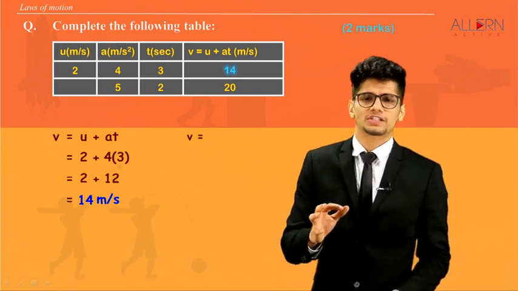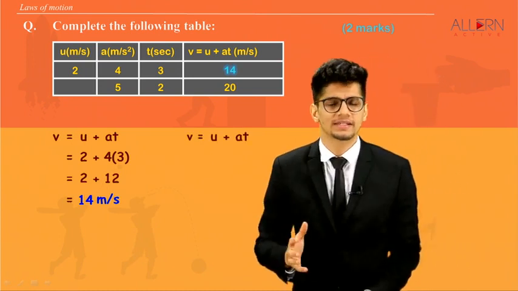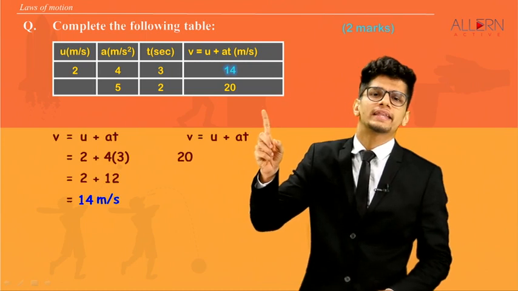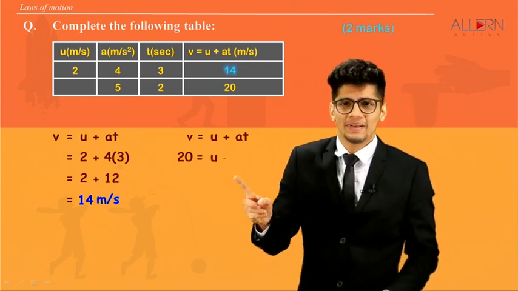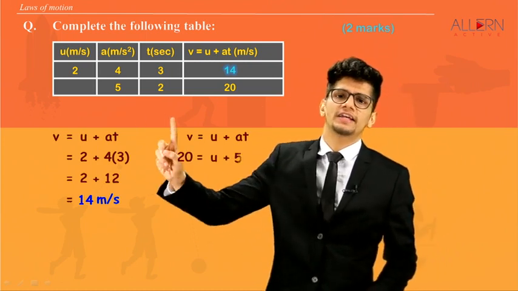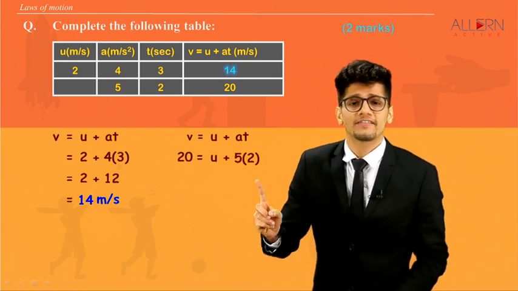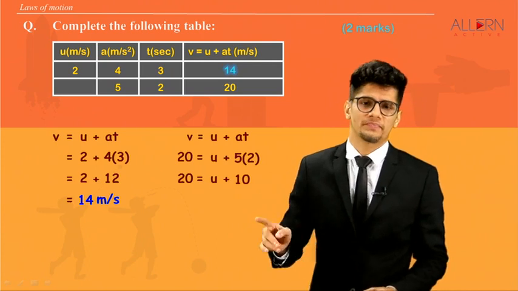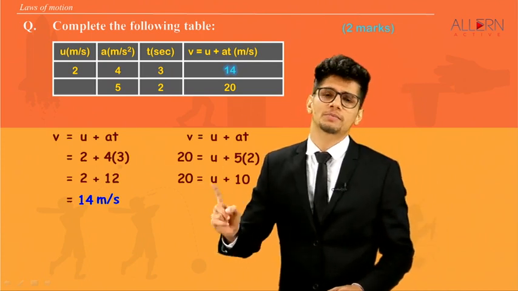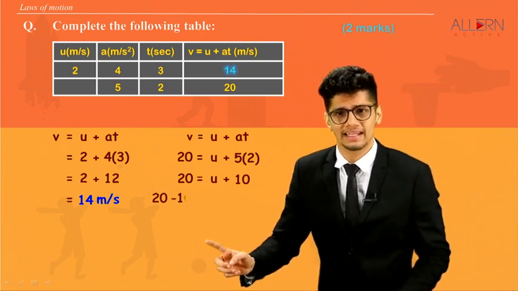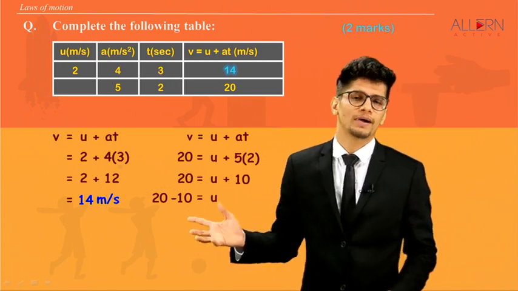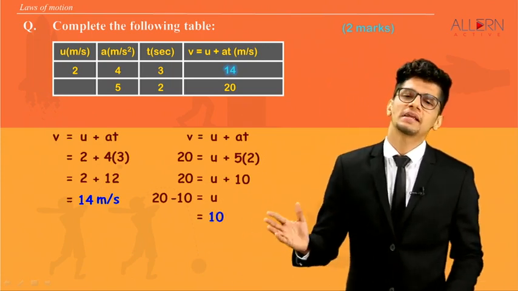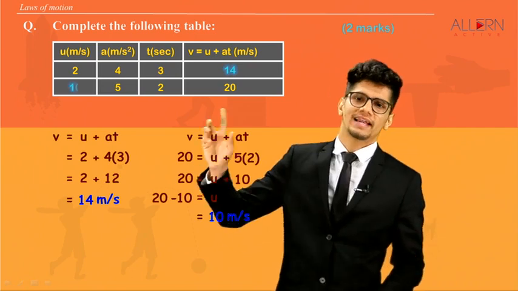Now moving on to the next one, again the same formula, V is equal to U plus AT. Now V is given as 20. U we have to find, plus A into T becomes 5 into 2. 5 2s are 10. So the rest everything remains as it is. 10 goes on the left hand side, becomes minus 10. So we have 20 minus 10 is equal to U. 20 minus 10 is nothing but 10, so the answer is 10 meters per second. So fill it as 10.